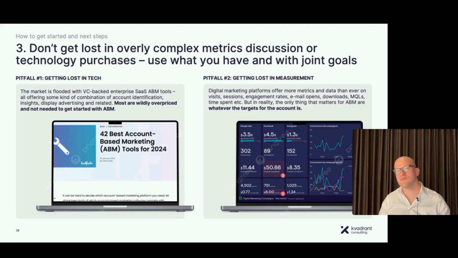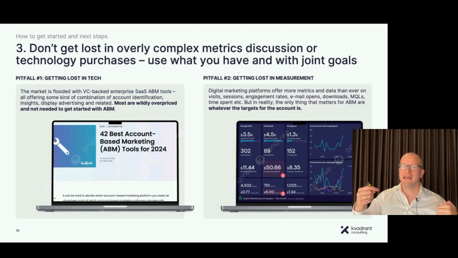Most ABM teams should get started with the basic things they already have. LinkedIn, marketing automation, whatever they have, their website, all of those super, super specific things that they can already do and can already do account targeting with. Don't get started with a super expensive tech implementation that you need to integrate to CRM, etc. Start with something simple you can do with what you have. And then the second pitfall to not get lost in here is measurement. And of course, the dilemma here is that we've never had more data, which is fantastic. Right?